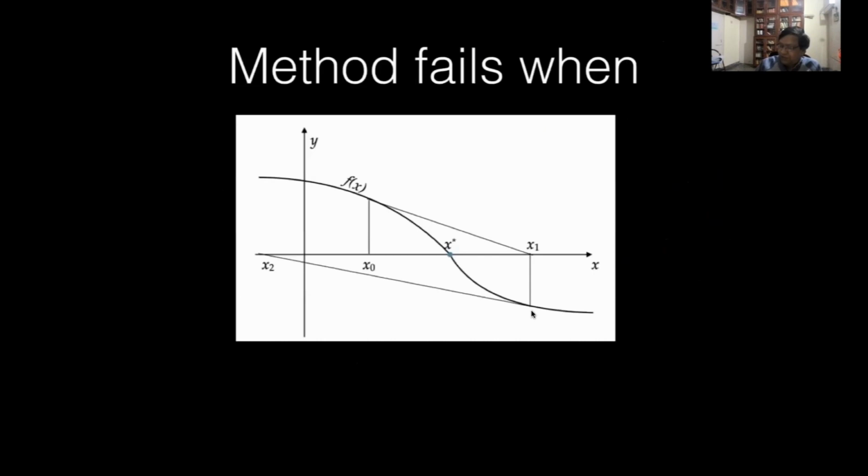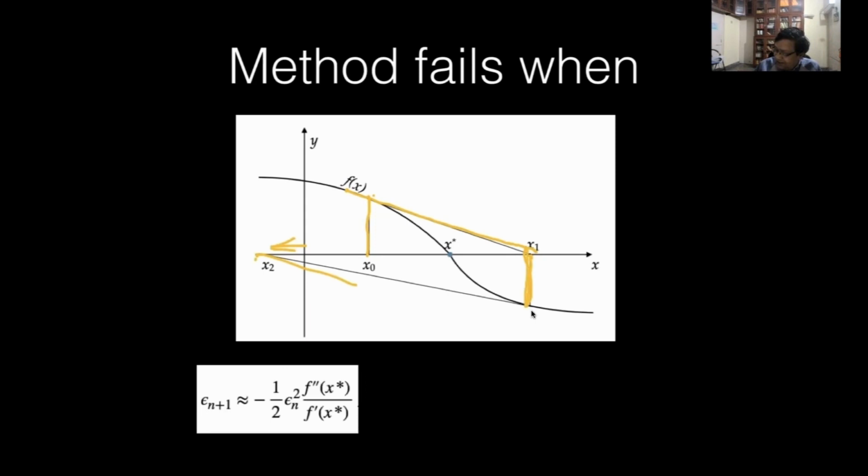Now, this method fails on some occasions. One example is here. If I start from x0 and take the slope, this plot is not extremely great, but I come here. So my x1 is here. Now I compute the slope at this point, and I'm basically going away from the root. See, I'm going away from the root.